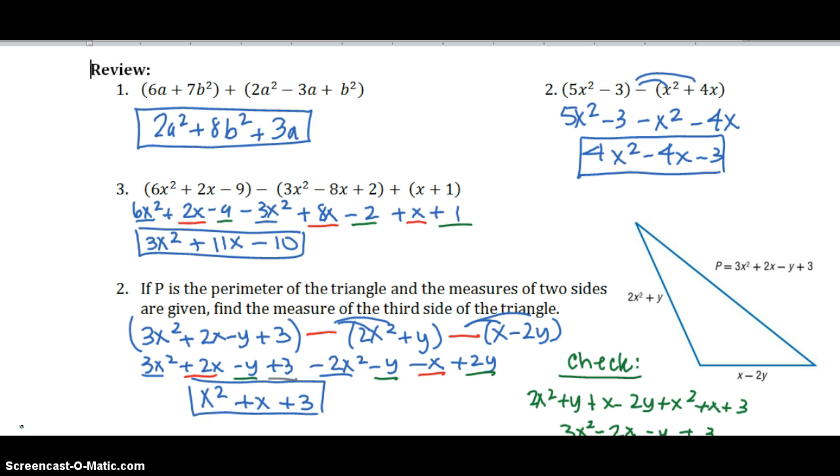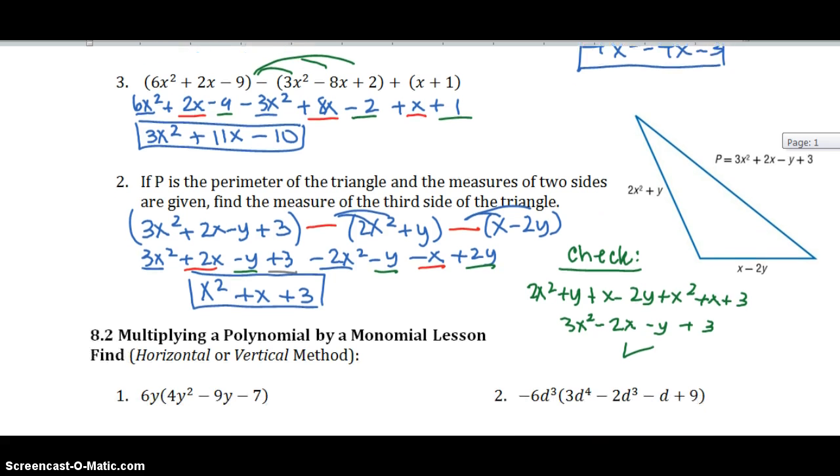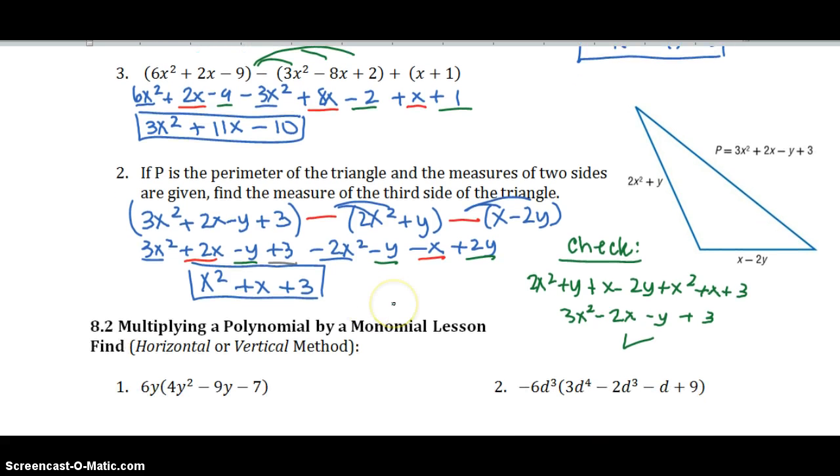Alright, so don't forget, when you are subtracting polynomials, like in number 2 and again in number 3, you have to distribute that negative sign to everything inside the parentheses. And then the perimeter problem, if we know the total perimeter, you subtract the other two sides to find the third side. So we were subtracting. I tried to highlight that with red. And I was able to check. So I know number 2 is right because I plugged it back in to check it.